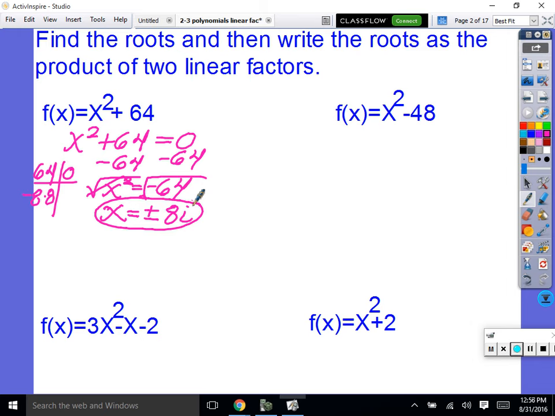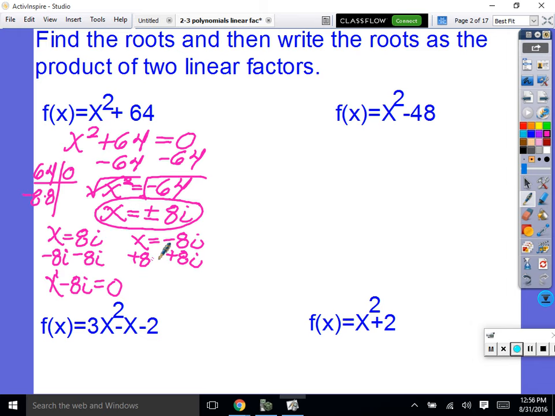Now the second part says, then write the roots as the product of two linear factors. So you'd say to yourself, product means multiplication. And then remember, we did review, if x equals 8i and x equals negative 8i, then what were the linear factors? Aren't linear factors equal to 0? Subtract 8i, subtract 8i. x minus 8i is equal to 0. Look, degree 1, it's a linear factor, right? Add 8i, add 8i. So we have x plus 8i is a linear factor.